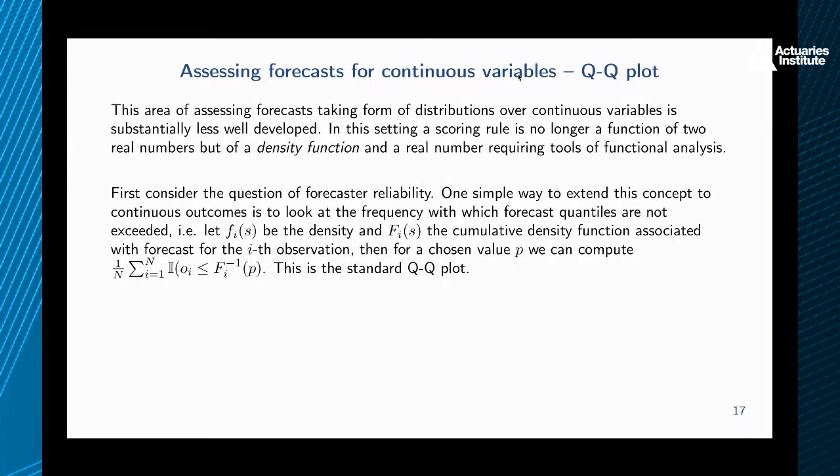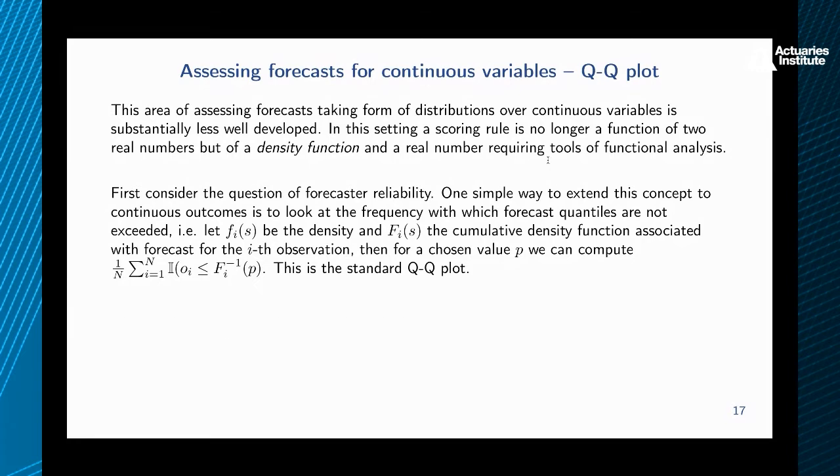So what can we say about reliability? The simplest way to extend reliability to continuous outcomes is to look at the frequency with which forecast quantiles are not exceeded. Let's say we pick the 70th percentile of all of our forecasts, and then we want the outcomes to be less than the 70th percentile about 70% of the time. This is the standard QQ plot. Really, there's nothing else to it, so I didn't even bother doing an example.